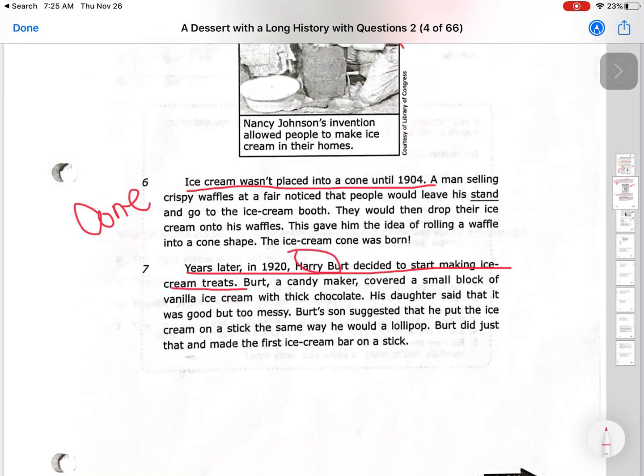Years later, in 1920, Harry Burt decided to start making ice cream treats. So now I'm wondering, what kind of ice cream treats? Burt, a candy maker, covered a small block of vanilla ice cream with thick chocolate. His daughter said that it was good but too messy. Burt's son suggested that he put the ice cream on a stick the same way he would a lollipop. Burt did just that and made the first ice cream bar on a stick, and we've all had that. So him being a candy maker really helped him design this new treat. So I'm going to put ice cream bar.